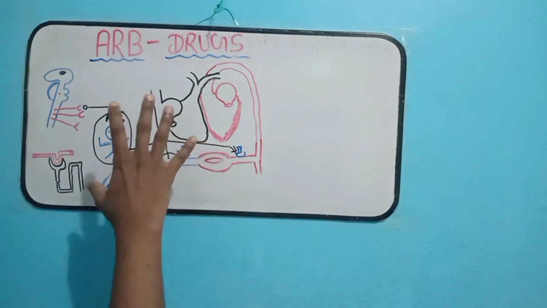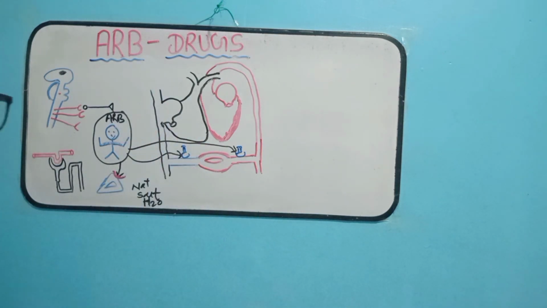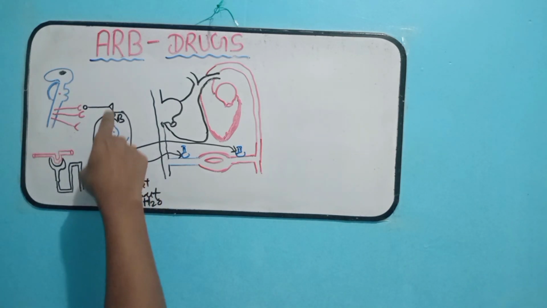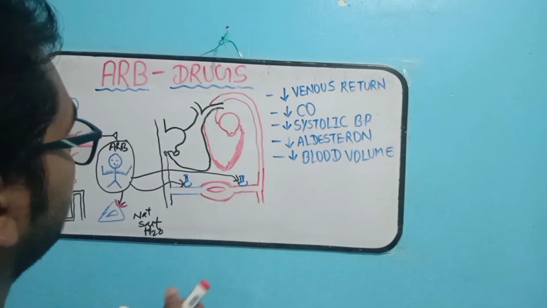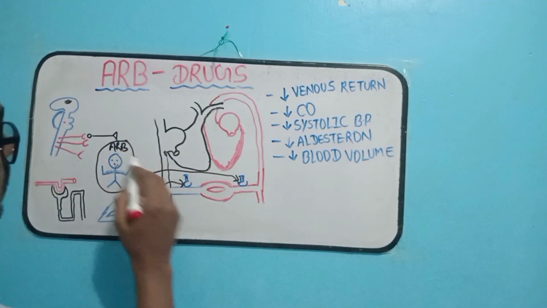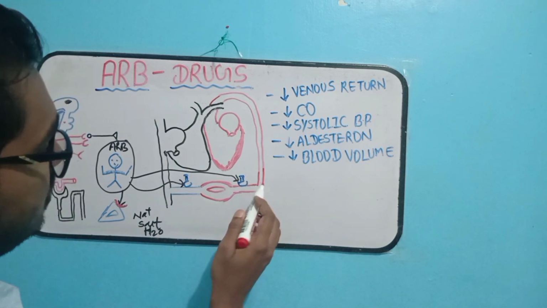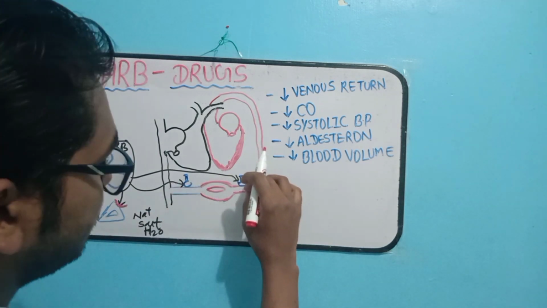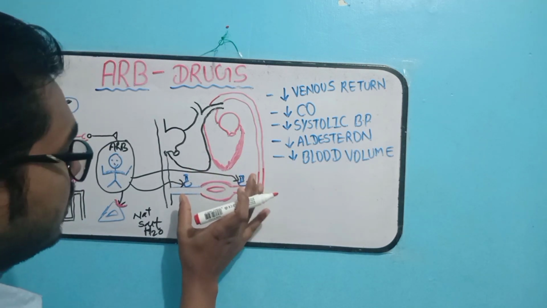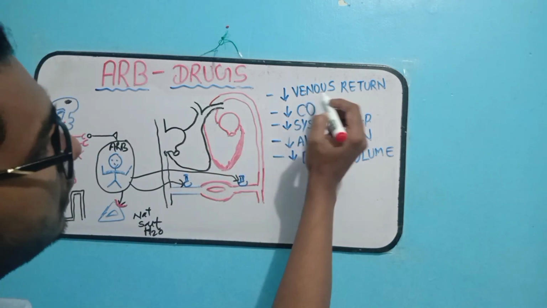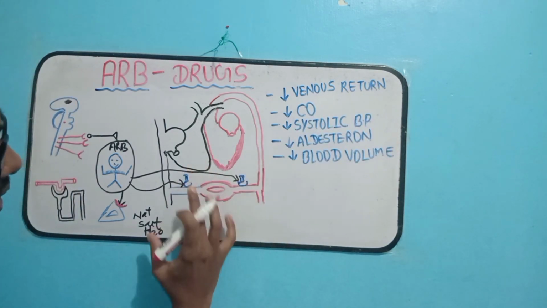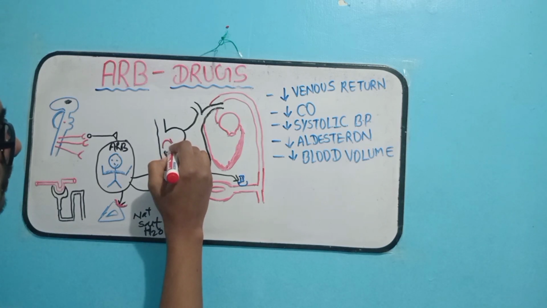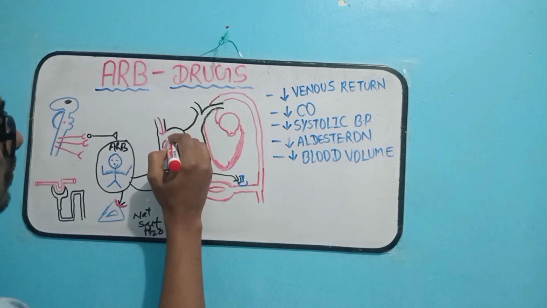So it's also beneficial for congestive heart failure when the zona glomerulosa gets blocked by the angiotensin receptor blocker drugs. Now when these ARB drugs act on the artery and the vein, what happens? Then they get dilated, and due to that there will be a decrease in the venous return. When the artery and the vein get dilated, the venous return is reduced.